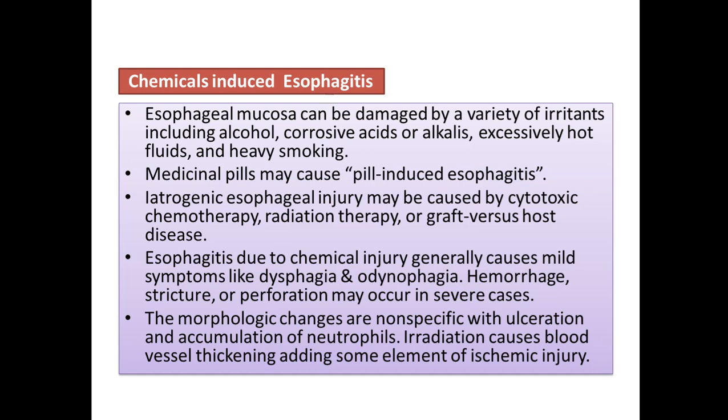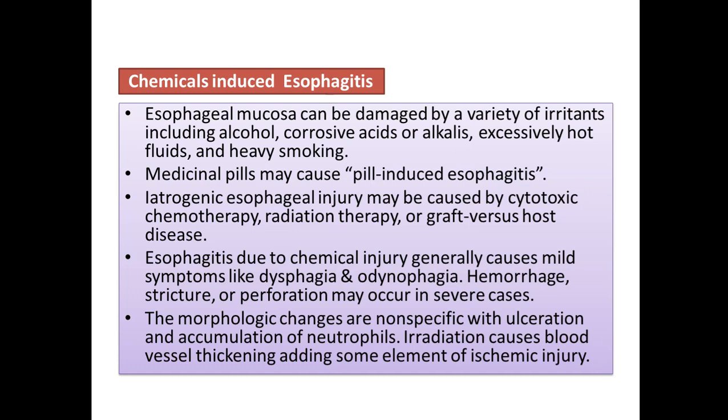Usually the esophagitis due to chemical injury causes mild signs and symptoms in the form of difficulty in swallowing, known as dysphagia, and pain felt during swallowing, known as odynophagia, painful swallowing. Rarely, these irritants and their induced esophagitis can be very serious, and potentially it can lead to bleeding, stricture formation, and if the injury is very severe, it can cause perforation with its lethal complications.